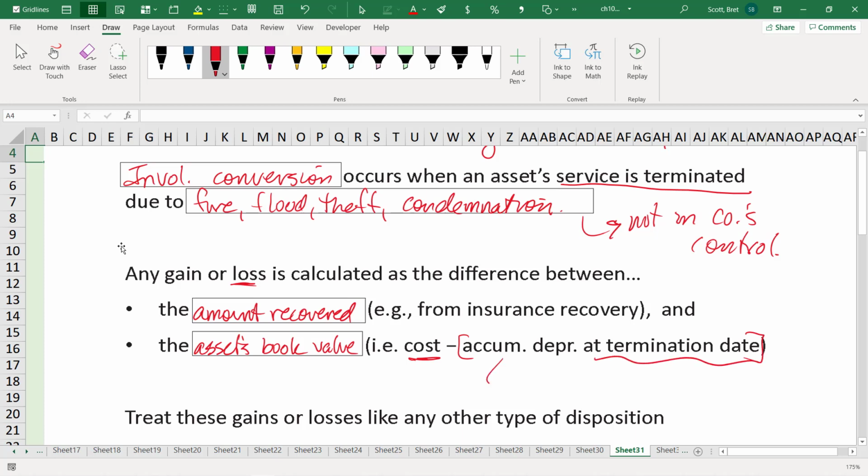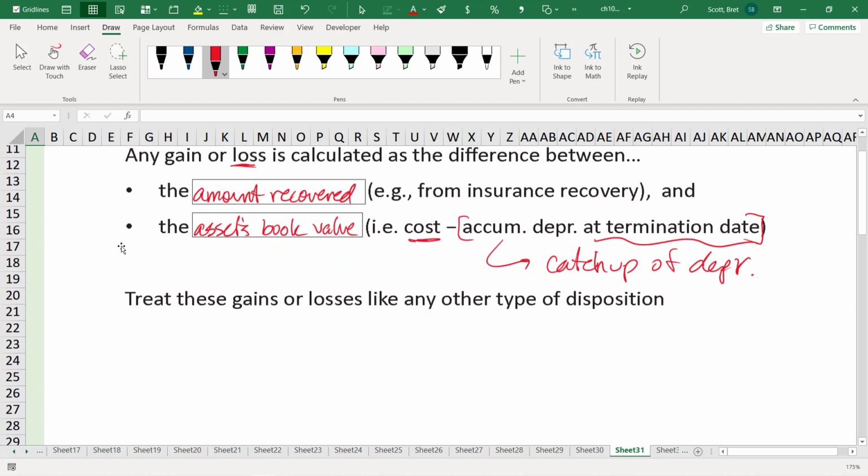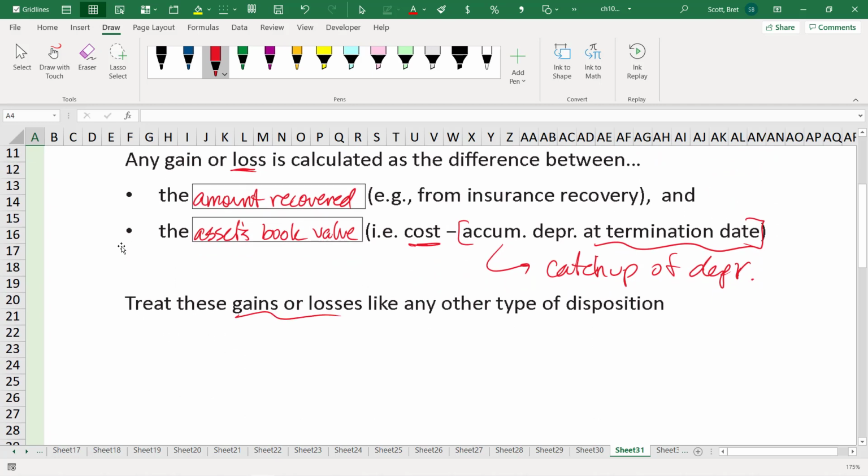At the termination date. Remember, we have to do a catch-up of depreciation. Don't forget that. A lot of people tend to forget doing a catch-up on depreciation, and they miss points on the exam for that. So don't let that be you, okay? Treat these gains or losses like any other type of disposition, so just other stuff on the income statement.